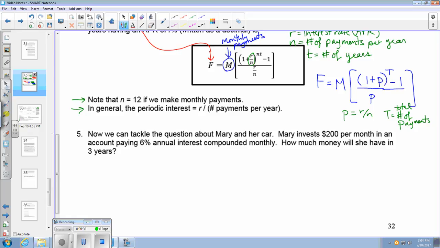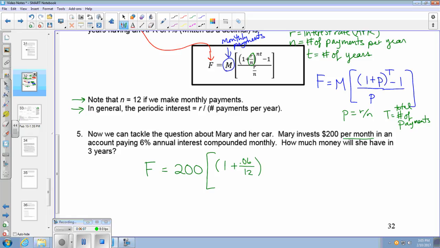So Mary invests $200 per month in an account paying 6% annual interest, compounded monthly. How much money is she going to have in 3 years? We're interested in the future value, so F is going to be our variable. We know that she puts in $200 per month, so that's our M. And then we have that constant 1 in the top. Our interest rate is 6%, so it's 0.06 in decimal form. N remembers the number of payments per year, and she's doing this monthly, so we're going to divide that by 12.